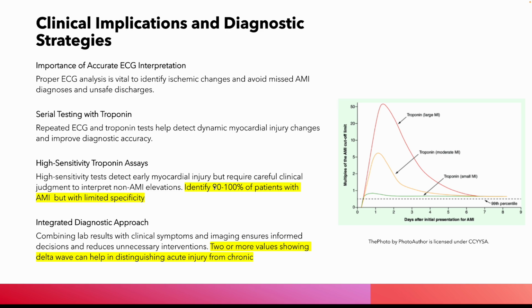Now, as we said, high sensitivity troponin identifies 90 to 100% of patients with acute myocardial infarction, but with limited specificity, so there might be a false positive. And then, of course, 2 or more values showing a delta, as we also talked about, can distinguish an acute injury from a chronic one. So the delta tells us that there is an acute ongoing injury in the heart. In a chronic condition like heart failure, there will not be a delta. A delta is very specific for, for example, an acute myocardial infarction.